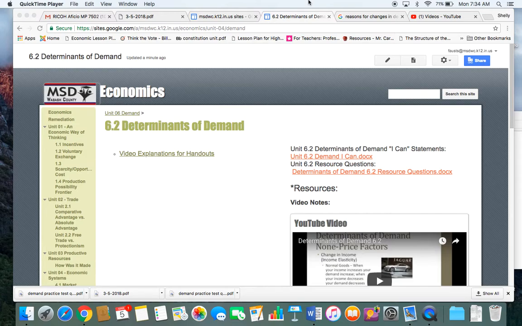6.2 is looking at those things that are actually going to cause the whole entire curve to shift either to the right or to the left. And all of these scenarios have nothing to do with the change of price. So make sure that you're understanding that.